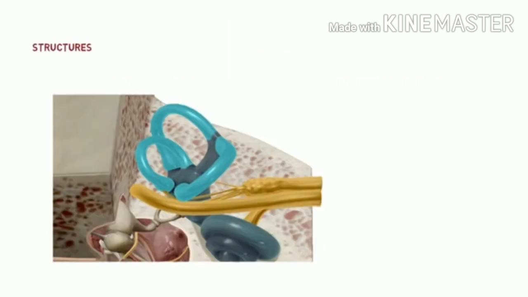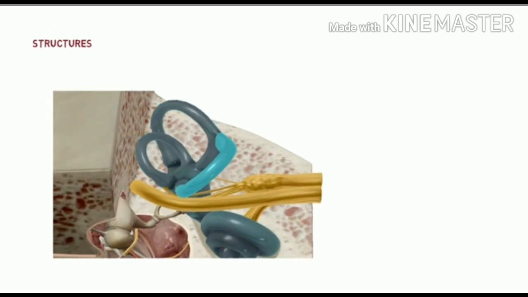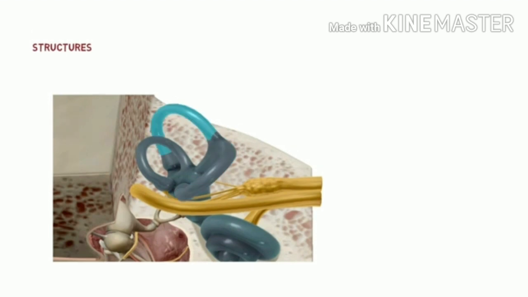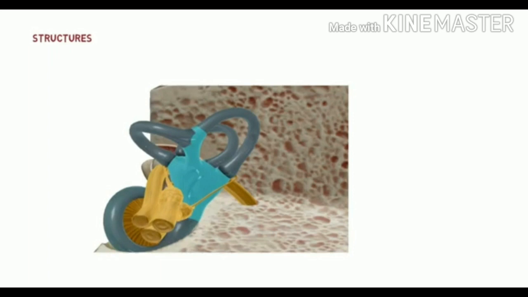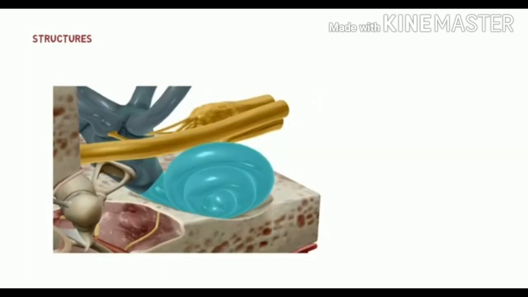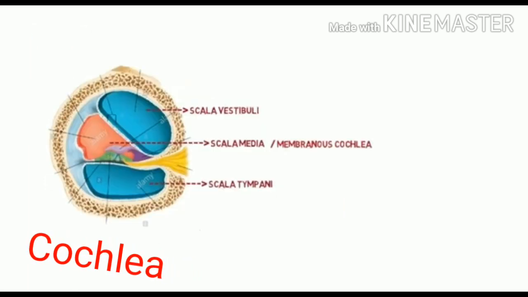These are the semicircular canals: this is superior, this is posterior, this is lateral. This is the vestibule, and this is the cochlea. First we are going to talk about the cochlea. The cochlea is divided into three parts: scala vestibuli, scala media or membranous cochlea, and scala tympani.